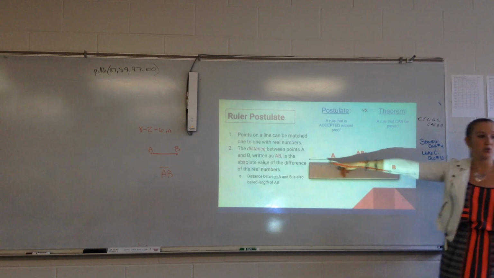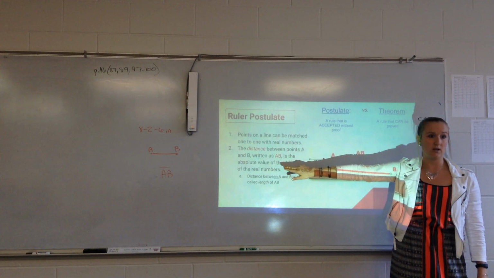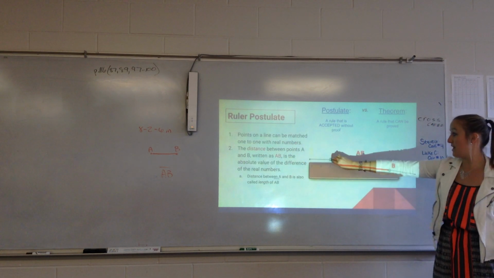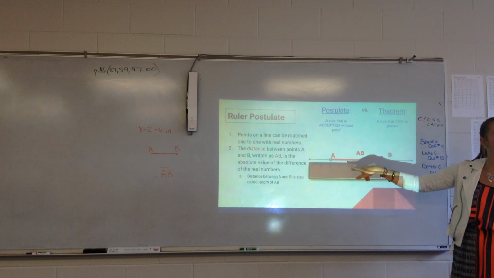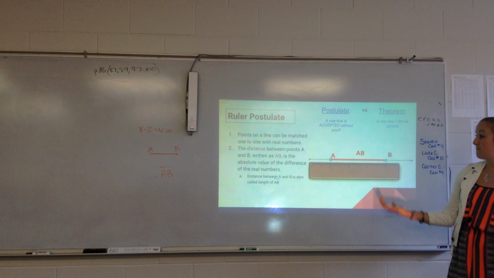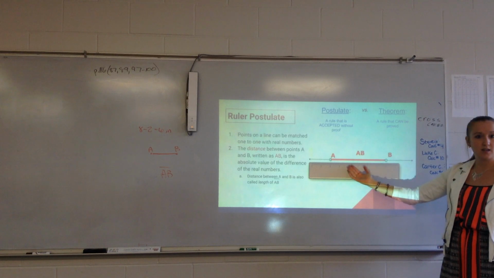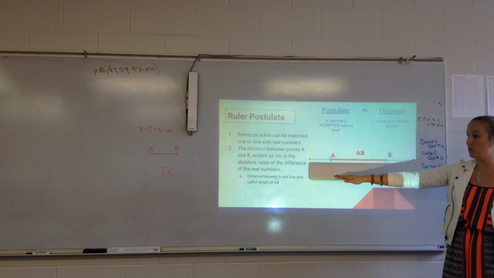And you guys just used what's known as the ruler postulate. That means we have an endpoint and they're given real numbers, and we can find the distance by subtracting the two.